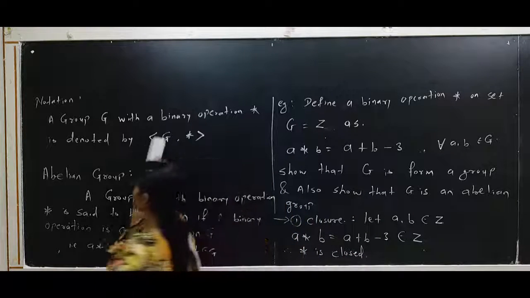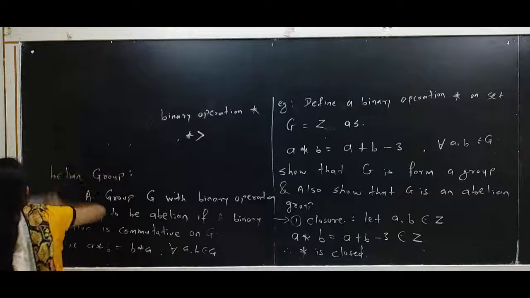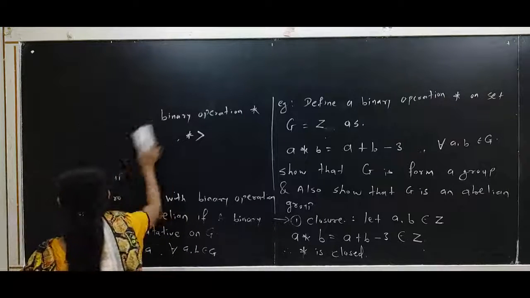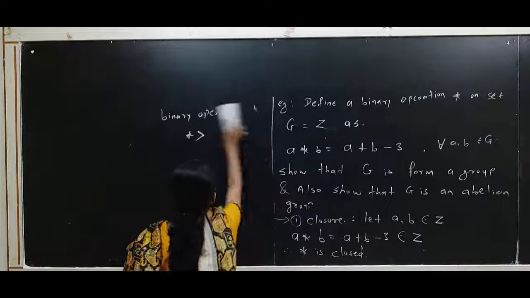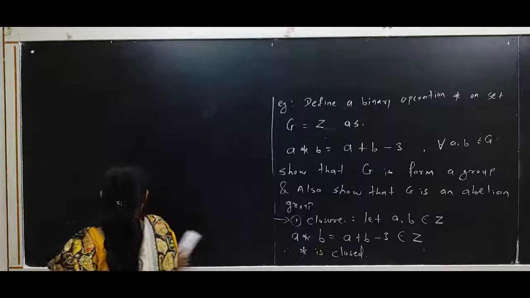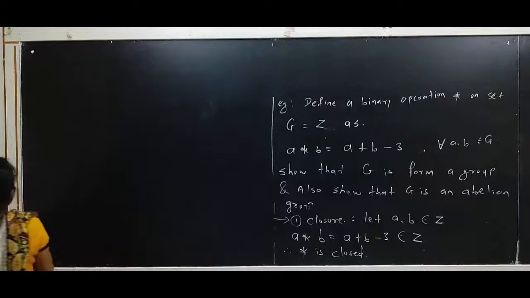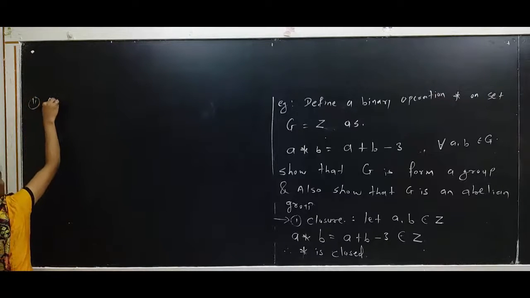Now next, associative. Associative means (a star b) star c is equal to a star (b star c). So second one, associative.